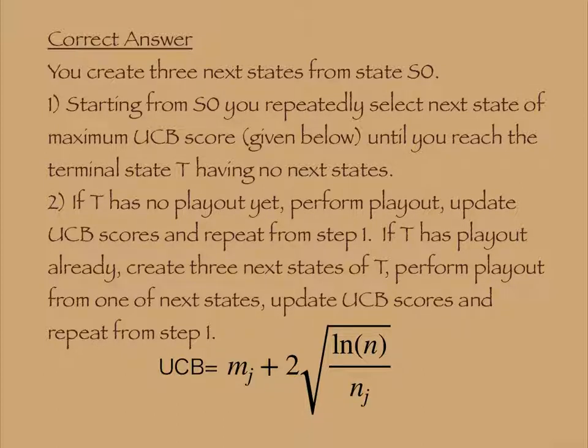If T has no playout yet, perform playout, update UCV scores, and repeat from step 1. If T has playout already, create 3 next states of T, perform playout from one of next states, update UCV scores, and repeat from step 1.